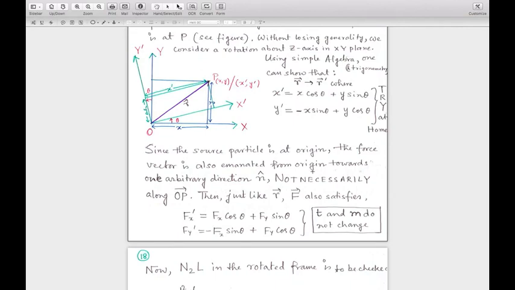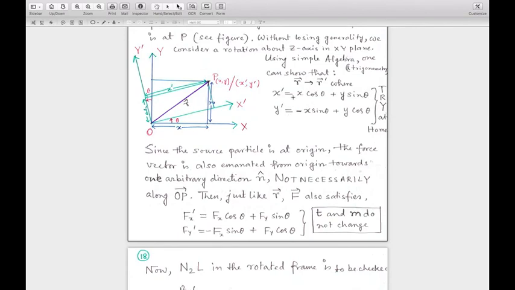Okay, but it is not necessarily always along the path joining O to P. It can be along any direction. If it's really along P, then it will be a central force. Otherwise, it's a general force. But whatever its direction be, that will be a vector, and the vector will transform under this rotation of the coordinate system in the same way as the position vector transformed, right?